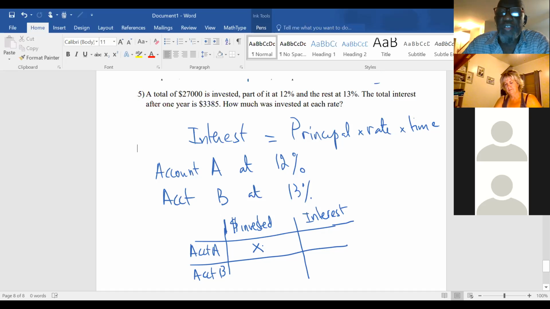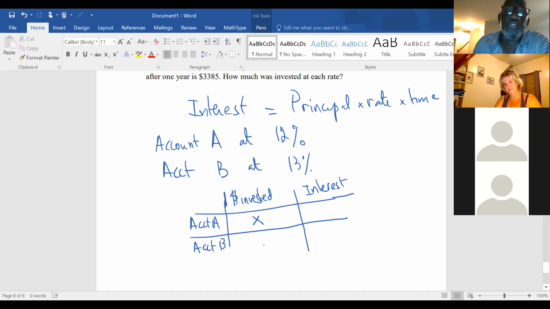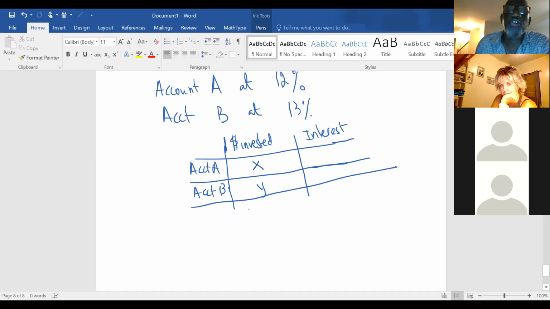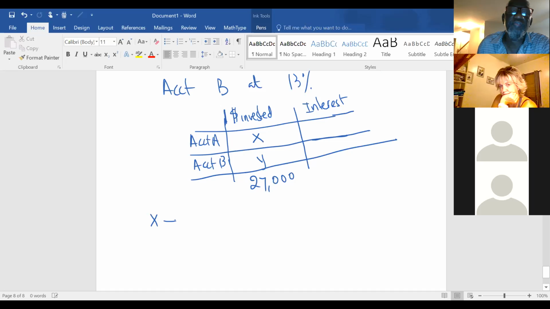How much money was invested in the second account? We don't know, so we call it Y. What was the total amount invested? The total amount invested is 27,000. So what is the first equation? X plus Y must be equal to 27,000. Everybody agree with that?